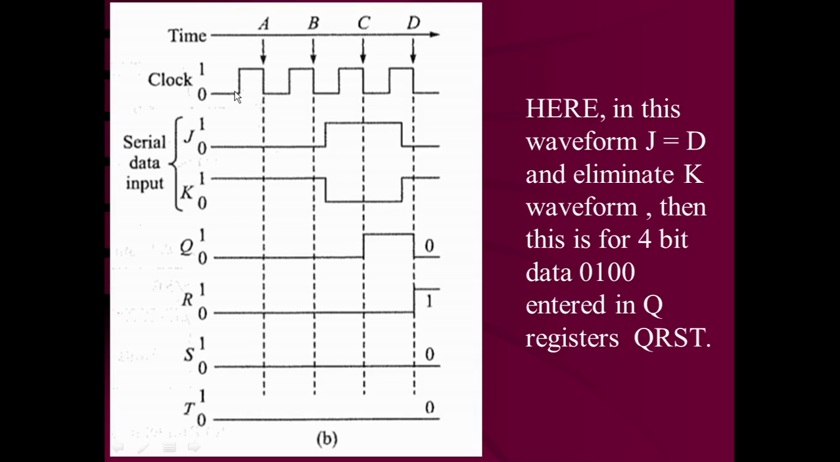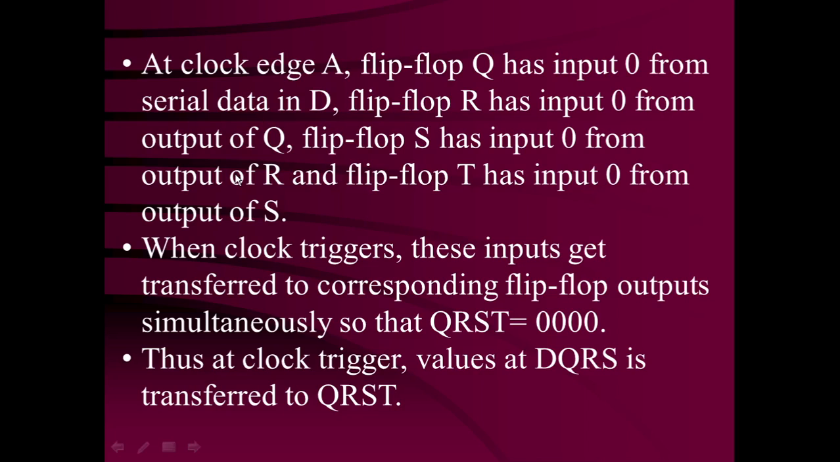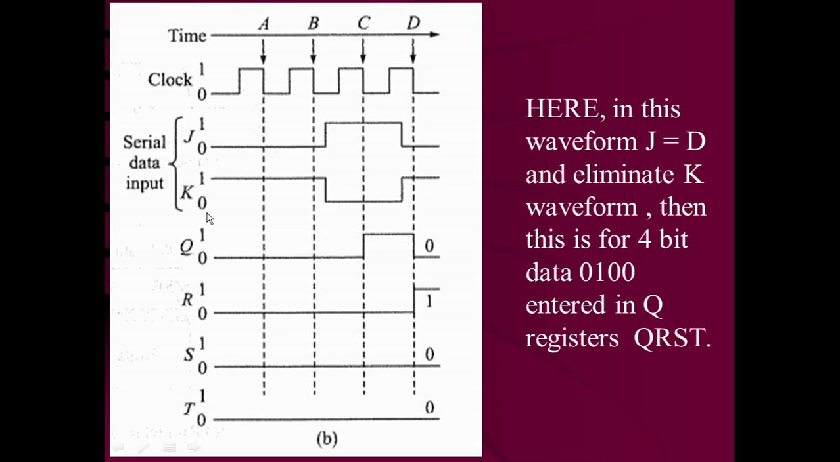So, prior to the clock edge, that means at the instant of time A, all the flip-flops are reset. That means Q becomes 0, R is equal to 0, S is equal to 0 and T is equal to 0. The data input presented at the serial data input, the LSB, is 0. So, when the first negative edge of the clock pulse occurs at the instant of time A, what happens? The D data, that is 0, will be shifted into the first flip-flop Q, and the output of Q which was 0 will be shifted into the flip-flop R.